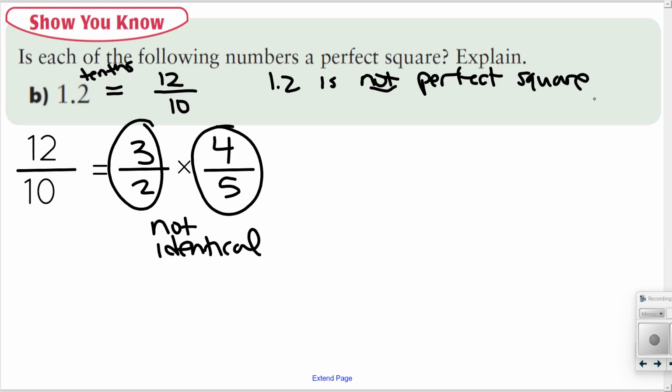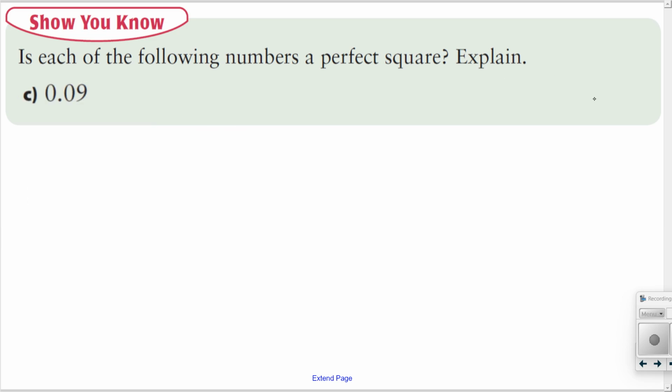Let's look at our last example. 0.09. So ignore the decimal and the zeros, and the numerator would be 9. And then in the denominator, remember this was tenths. Well, the next one is hundredths. So 0.09 is the same as 9 over 100.